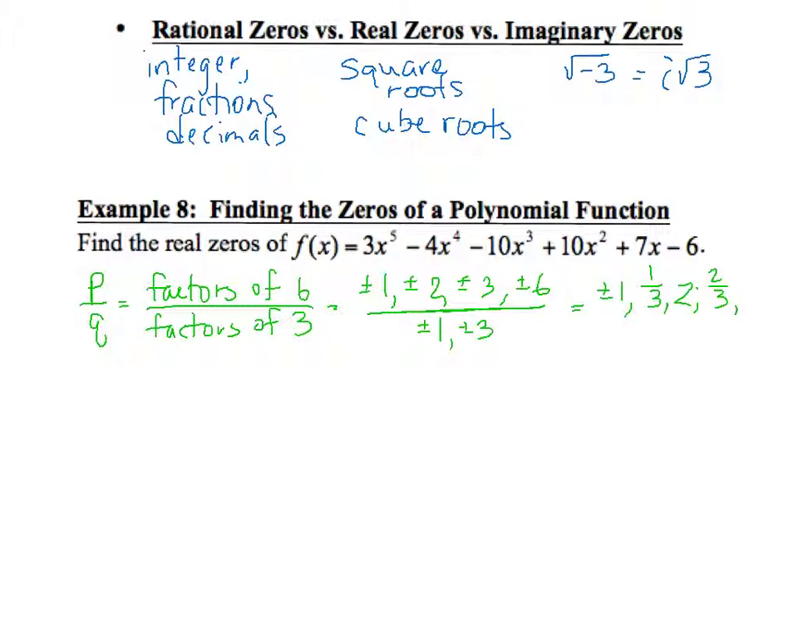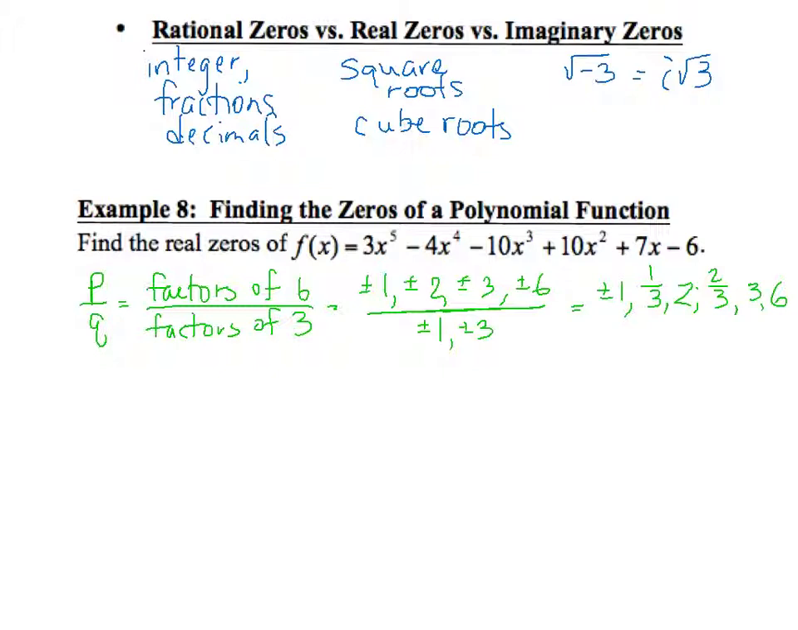Next, you're going to pair up the 3. 3 over 1 is 3. 3 over 3 is 1, but you already have 1, so it wouldn't make any sense to write 1 down again. So you're going to have a 3. And then for the 6, 6 over 1 is just 6. And if you take 6 over 3, that's a 2, which we already have also. So now these are your possible rational zeros.